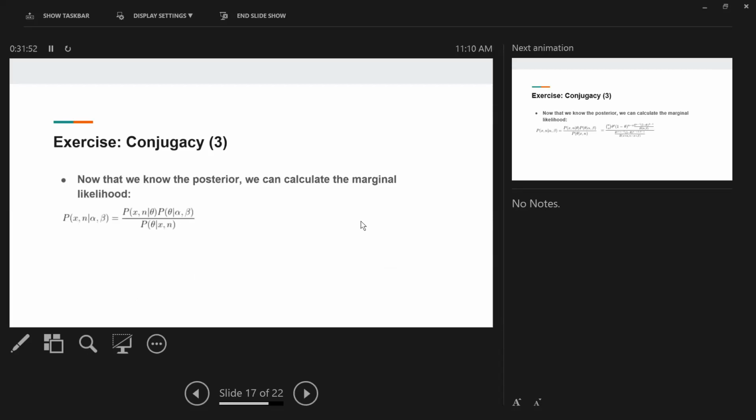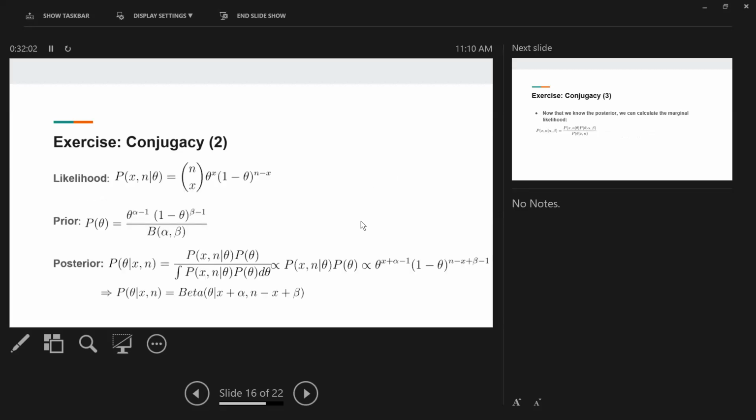Now that we know the posterior, we can calculate the marginal likelihood. I will just show this because, why is the integral removed in the second step of the posterior? Because that's only a normalizing constant. The result of that integral will be one number. So it will only influence the height of the distribution, but not the shape. So we can say it's proportional to without the integral, because the relative difference between 2 points will stay the same.